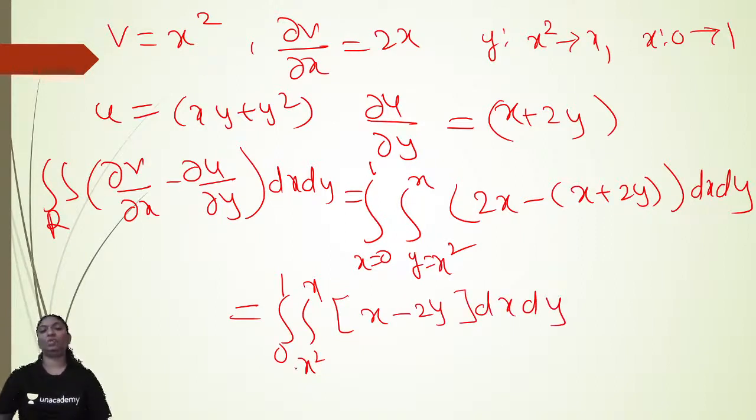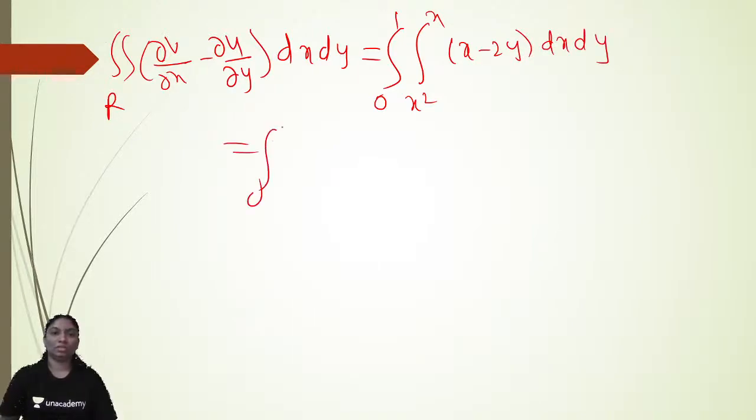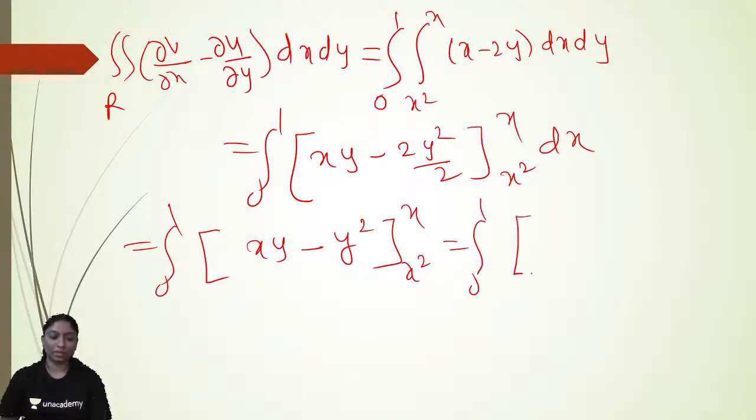Integrating this first with respect to y, what will we get? The double integral over the region R of ∂v/∂x minus ∂u/∂y dx dy is equal to the integral for x from 0 to 1 of the integral from x square to x of the integrand, minus 2y. So integral 0 to 1, and its integration with respect to y is xy minus 2 times y square by 2, from x square to x dx. The 2 cancels out, so xy minus y square, from x square to x, is equal to the integral 0 to 1.